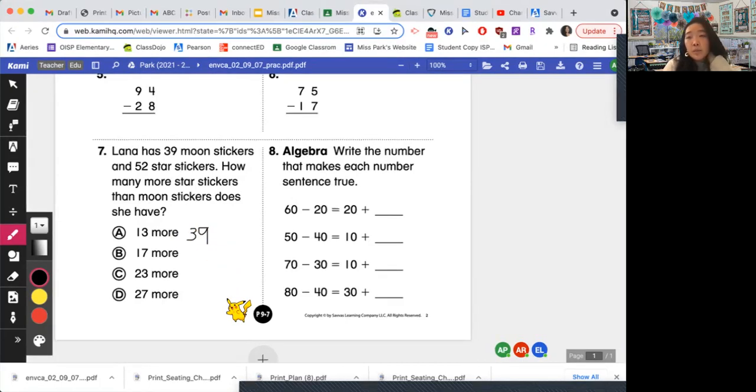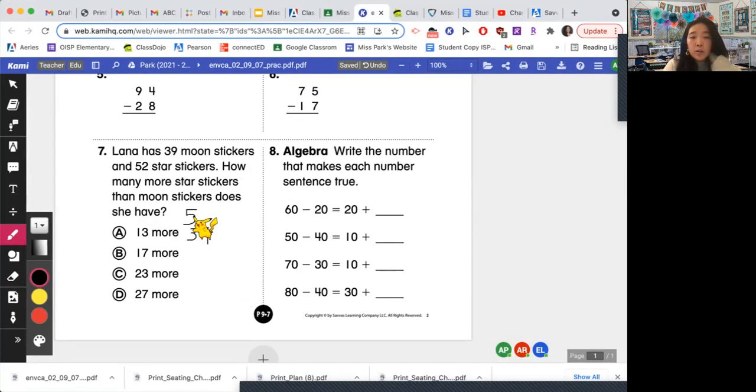39 is not our minuend. It's not our big number. So what needs to go above it? 52, because she has more star stickers than moon stickers. Okay, Billy, what do we need to do? Okay, we need to subtract the ones. Okay, Billy, how do we do that? Well, there's more on the floor, so we need to go next door and get 10 more. Okay, good job, Billy. I'm gonna write it down on Kami.